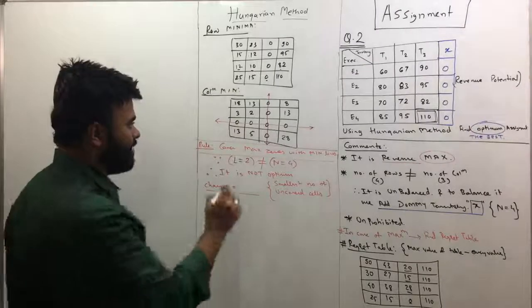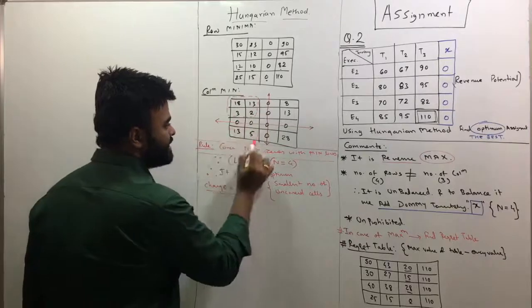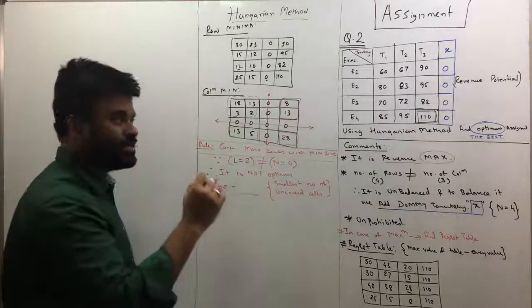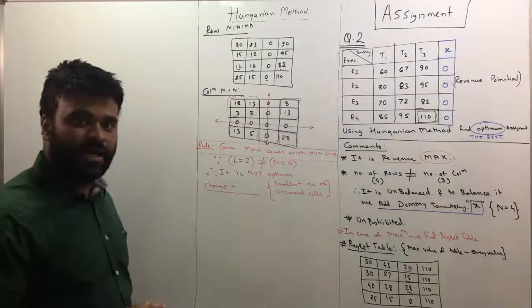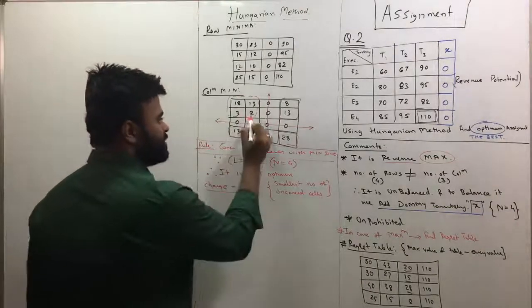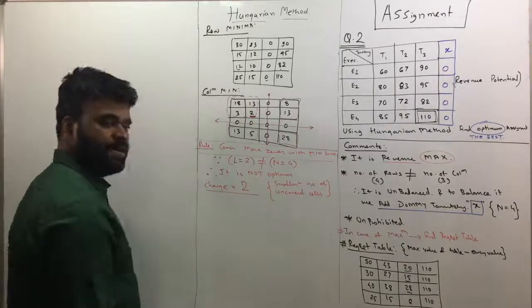You have a lot of uncovered cells over here. So these cells are uncovered and these are uncovered. Out of all the uncovered cells, where there is no line over them, like these that I've highlighted, you find the smallest number of all of them. The smallest number of all of them is 2, right? So now your change is 2.